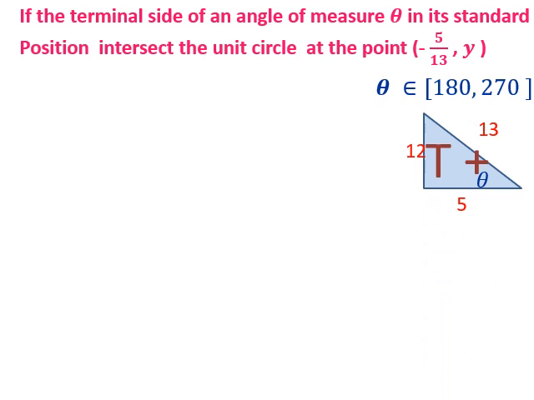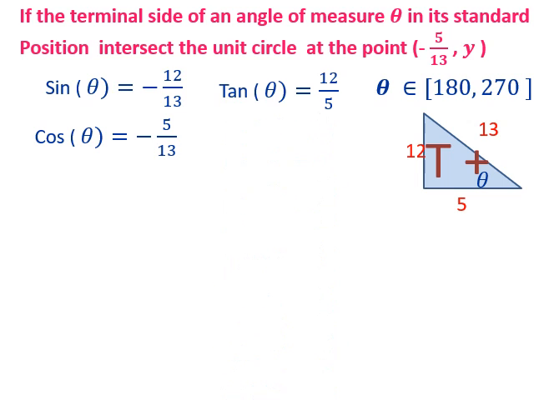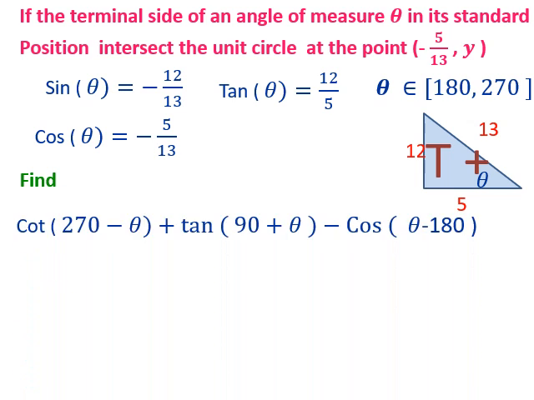In the third quadrant, tan is the only positive ratio, of course tan and cotan, right? Then find the main trigonometric ratios and the reciprocals of them. Sine theta will be negative 12 over 13. Cosine theta will be negative 5 over 13. Finally, tan theta will be 12/5. He needs to find cotan of 270 minus theta plus tan of 90 plus theta minus cosine of theta minus 180.